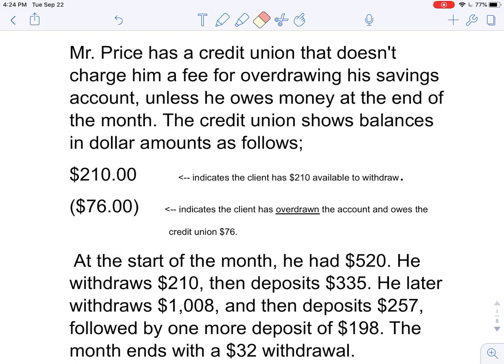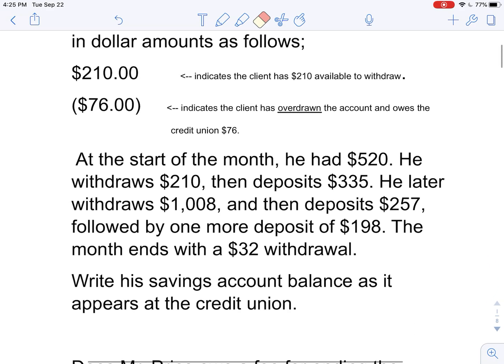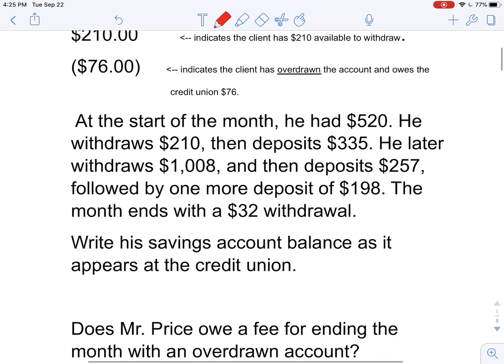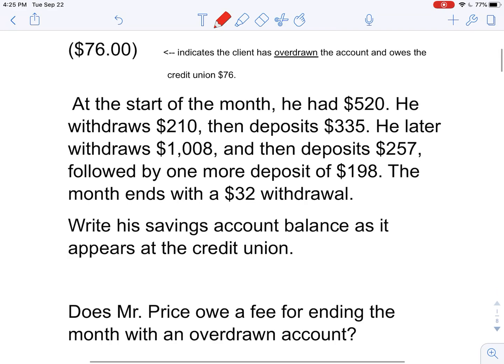So here's my little real life situation, if you will. I have a credit union that doesn't charge a fee for overdrawing unless I owe money at the end of the month. So let's take a look and see if I owe money at the end of the month. So again, $210 is an indication that I have $210. This indicates an overdraw of $76. Hope that makes sense. So to start, I had $520, okay.